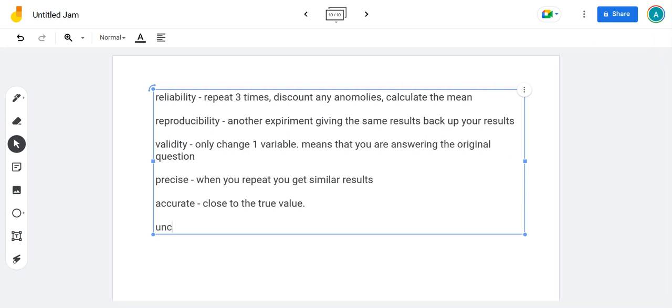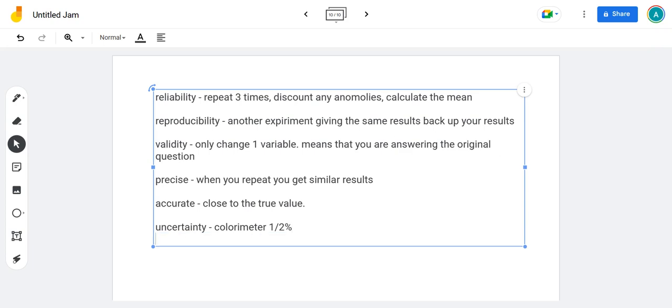Next one is uncertainty. Whatever you're measuring with, it's half the smallest value. So here you're measuring with the colorimeter, which can measure to 1%. So half the smallest measurement is half a percent. That's the uncertainty of your equipment.